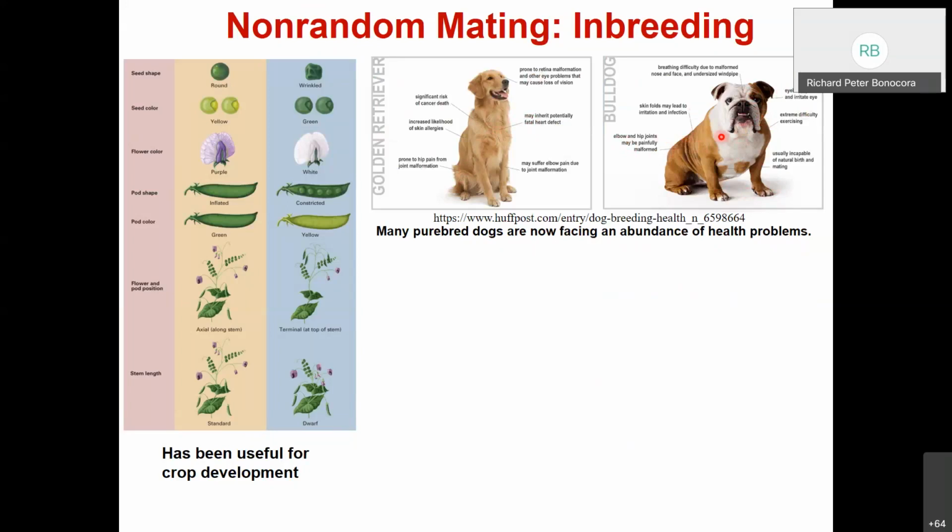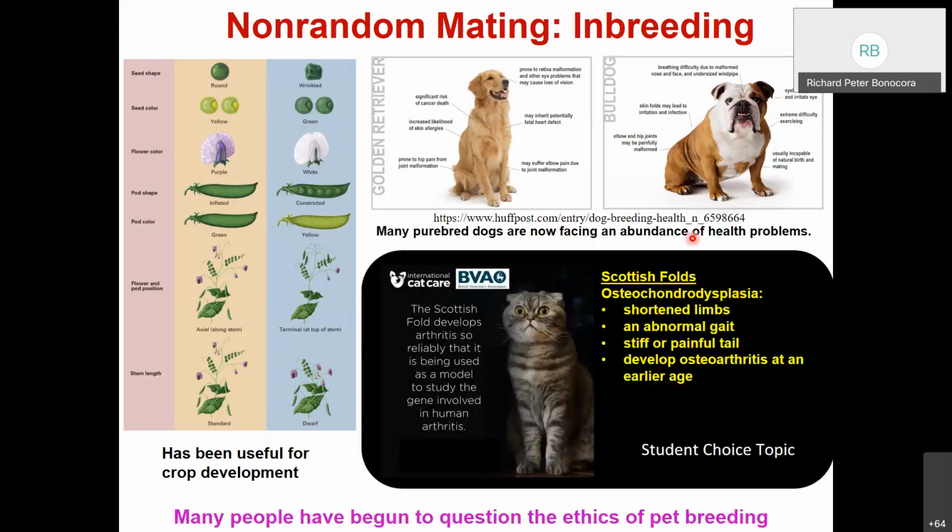A lot of these animals are not really doing so well. They have an abundance of health problems, and this is really obvious in the Scottish fold cat. This suffers from osteochondrodysplasia. It has shortened limbs. It walks abnormally. It has a very stiff and painful tail, and they develop arthritis at a very early age. And it's so reliable that these cats are actually used as a model to study human arthritis.